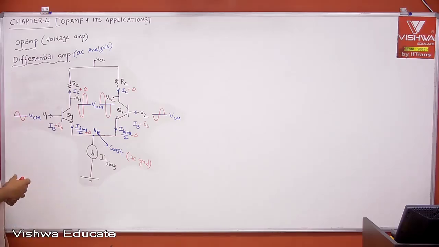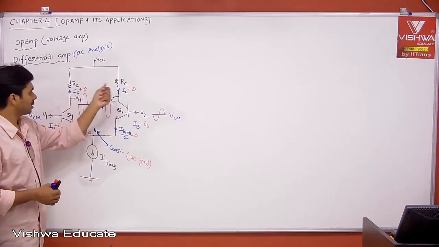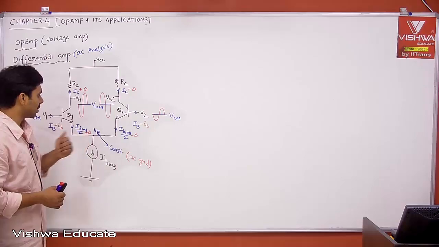In the last session, we had seen DC analysis of differential amplifier. Now let's see the AC analysis part. I already explained with respect to the circuit diagram. When you apply the DC voltage, I'm expecting IC equal to IC by 2, I bias by 2.